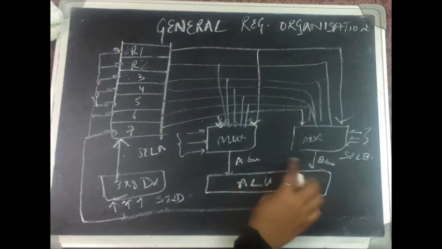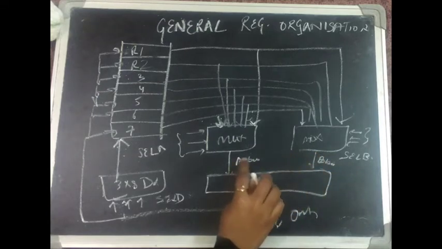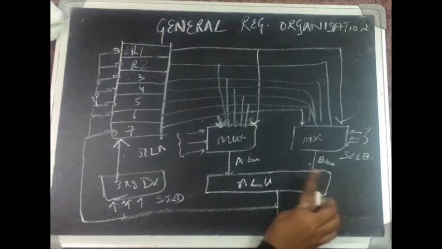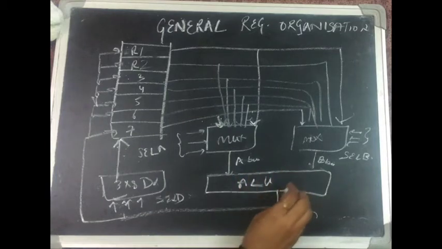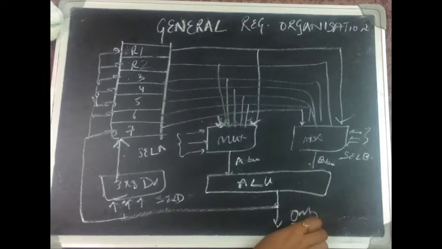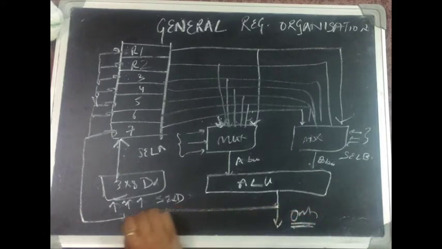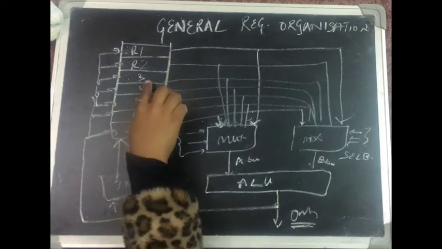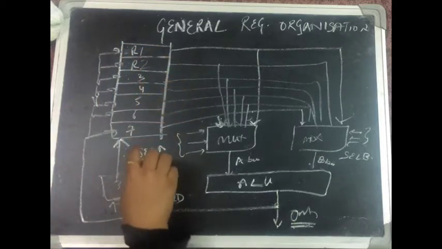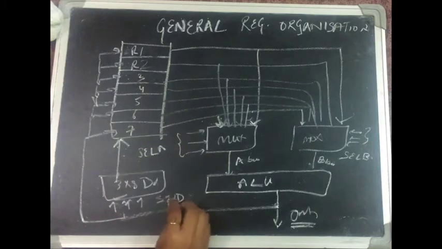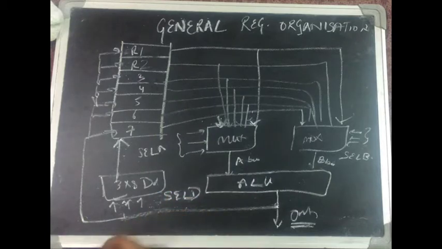So the data of R1 is in bus A, and that of R2 is in bus B. Now the data will go to the ALU, the operation A plus B will be performed, and then we can take it as an output on any device, or we can give it back to one of the registers. We wanted to store it in register number 3, and that will be decided by SELD. That is, SELD will decide the output register.